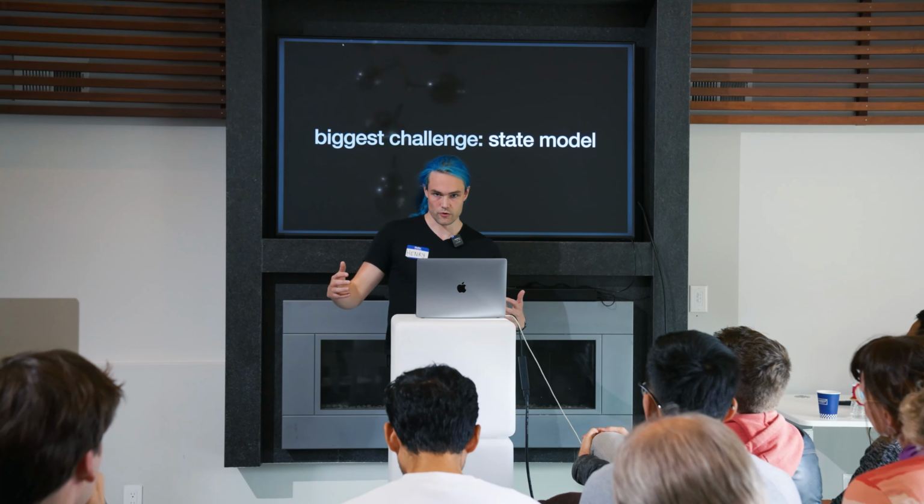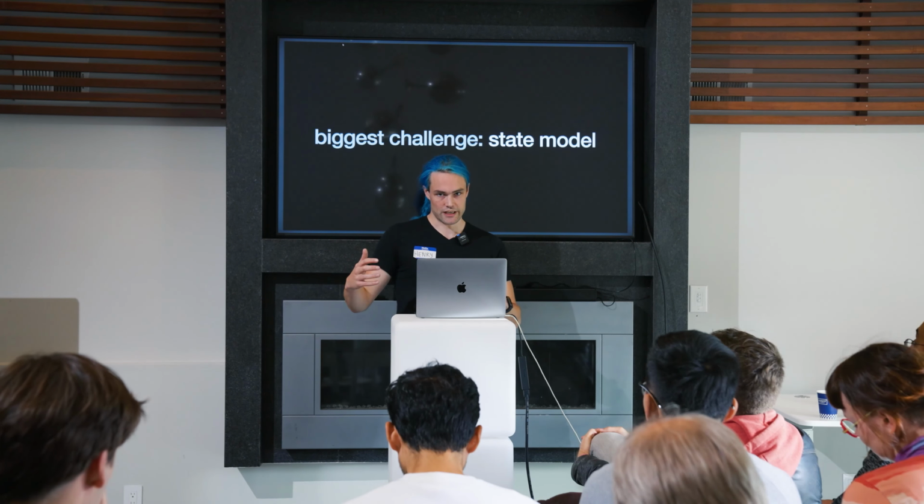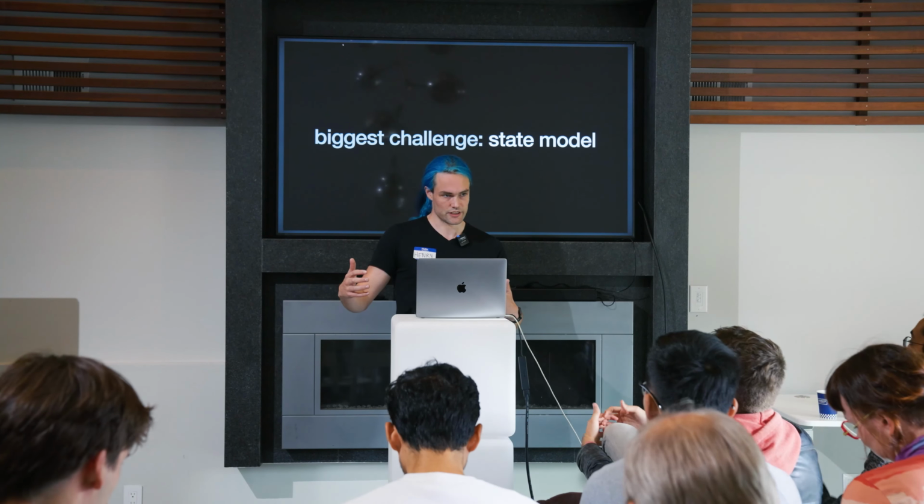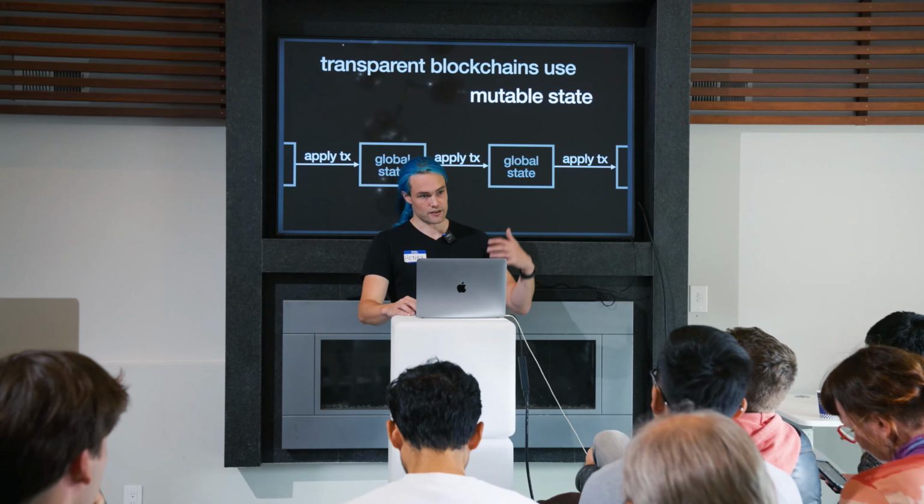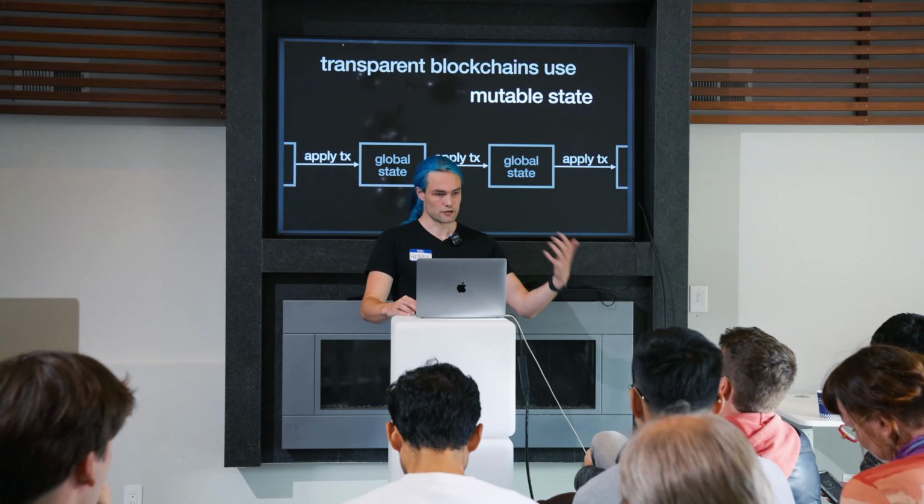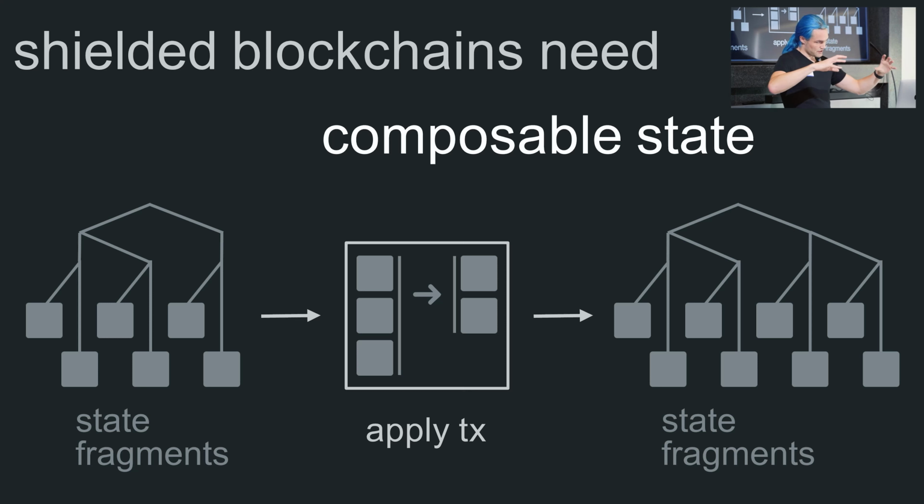There's a lot of interesting work on better ZK tech, and I think that at this point that's not actually the blocker to building private systems. So to speed run through this part, on a transparent chain, generally you have global mutable state: every transaction gets executed, it does something to the chain state, and it ratchets forward. In order to make this private, we're going to split that up into lots of little fragments, and then each transaction is going to consume some state fragments, compose those together, and produce some new ones, right?